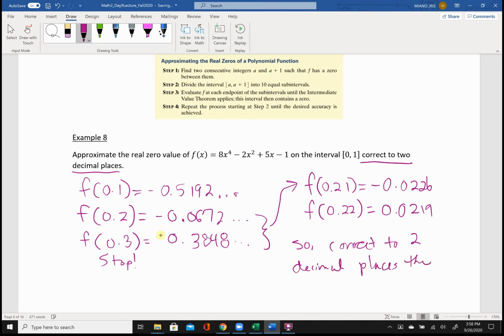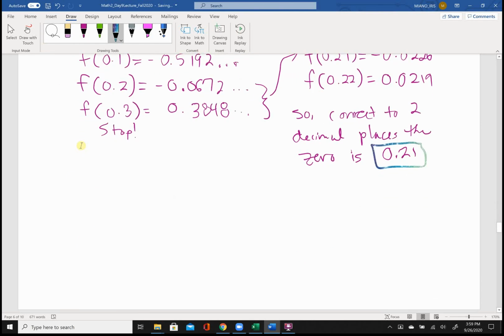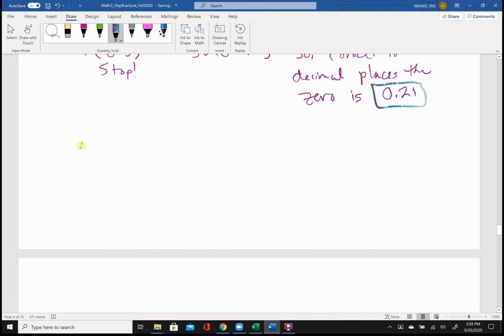The zero is 0.21. Okay, and we're done on that one. Whew. So that is finally a wrap on section 3.2 on real zeros of the polynomial function.